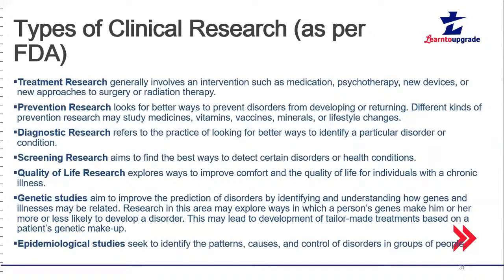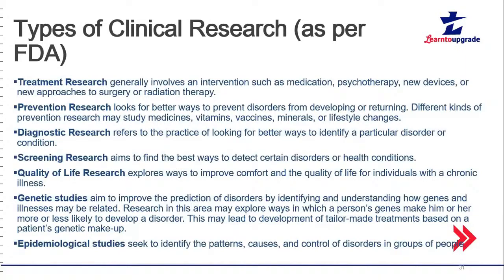Now comes the types of clinical research. There are various types of clinical research available. Mostly when we are talking, in our mind we keep the first one, that is treatment research. However, there are various other types of clinical research available. This classification is as per the FDA. Maybe you will find different classifications if you start searching on Google and elsewhere, but let's understand some international classification as per FDA.